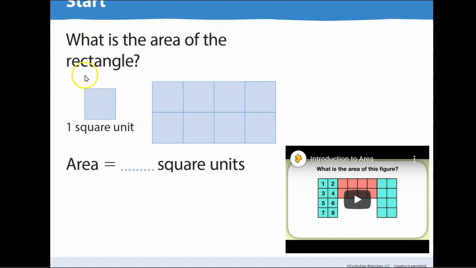It says, what is the area of the rectangle? This one is one square unit. So basically, I'm counting by ones. How many? 8. Yeah, 1, 2, 3, 4, 5, 6, 7, 8. Boom. 8 square units. They say square units because we don't know if it's inches, centimeters, or anything like that. All right. Cool.